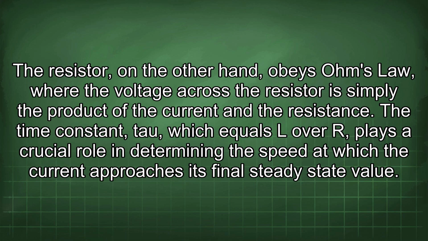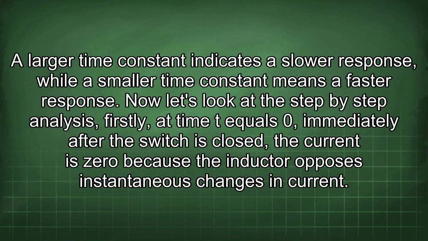The time constant, tau, which equals L over R, plays a crucial role in determining the speed at which the current approaches its final steady-state value. A larger time constant indicates a slower response, while a smaller time constant means a faster response. Now let's look at the step-by-step analysis.